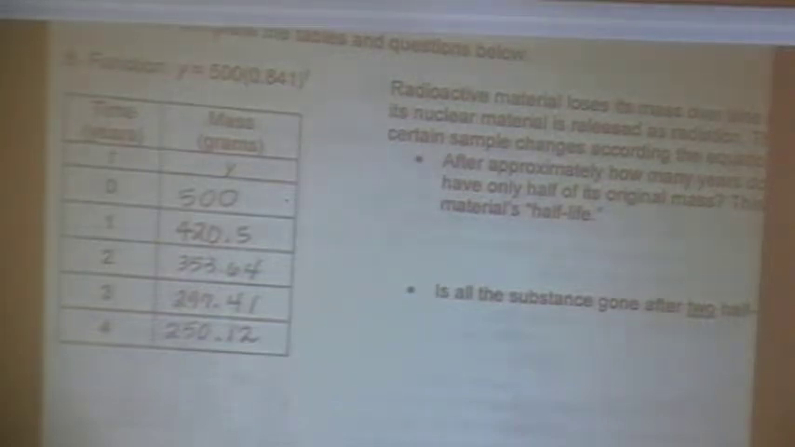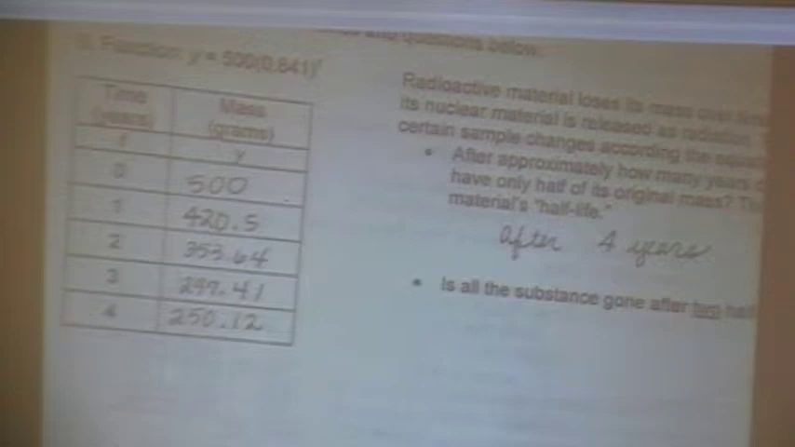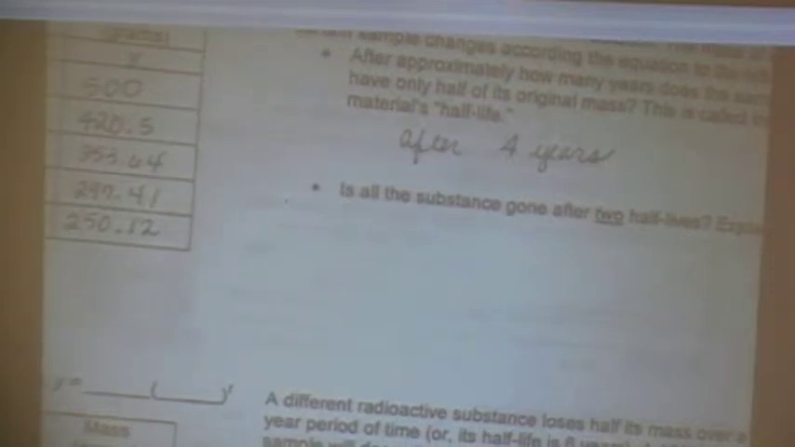After how many years does this sample have approximately half of its original mass? 4. After 4 years. This is called the material's half-life. So, next question. Will the substance be gone after 2 half-lives?